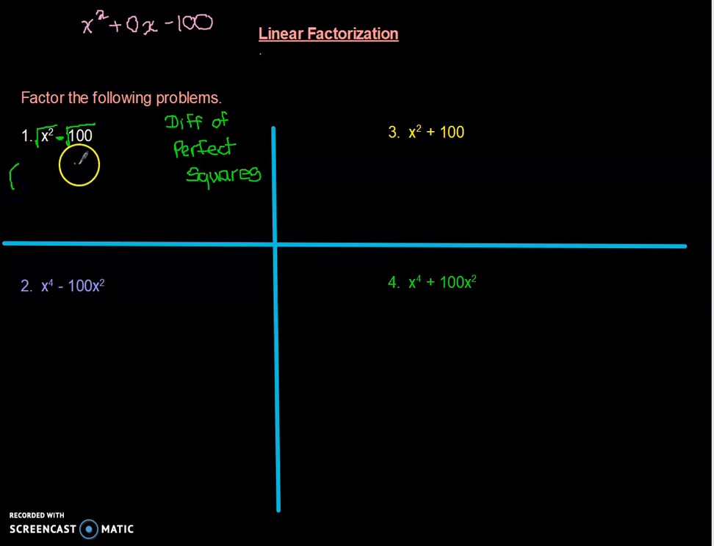So the shortcut for this is one parentheses will say plus, one parentheses will say minus, and again, they're perfect squares, so I should be able to take the square root of each one of them perfectly. The square root of x squared is just x, and the square root of 100 is 10.